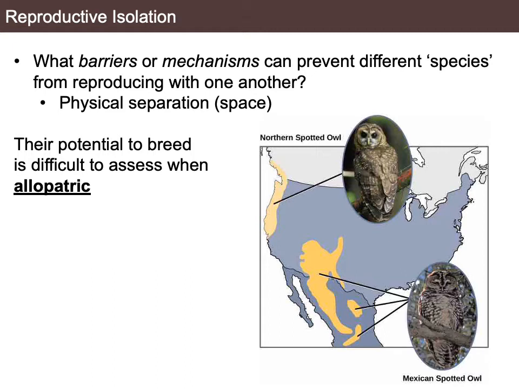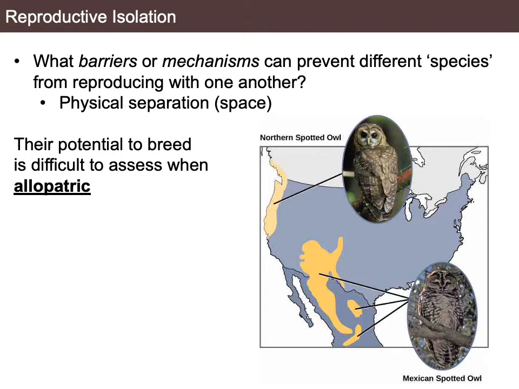physical separation of populations. Okay, so we're going to think about in these next few slides the barriers or mechanisms that prevent different species from reproducing with one another. Okay, so in this instance, these two different species of spotted owl, the Mexican spotted owl and the northern spotted owl, they occur in very different places and they do not ever interact with one another because they live hundreds of miles away from one another. Okay, so these two populations are allopatric from one another. They are physically separated from one another. So it's important you understand what that word means, allopatry.